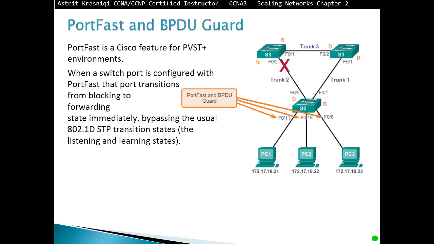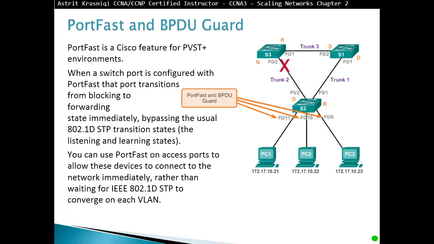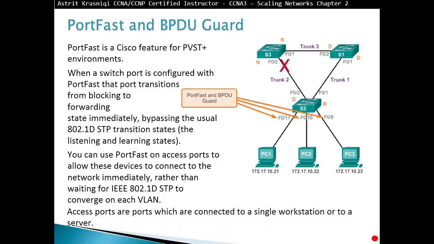When a switch port is configured with PortFast, the port transitions from blocking to forwarding state immediately, bypassing the usual 802.1D spanning tree protocol transition states, the listening and learning states. You can use PortFast on an access port to allow the end devices to connect to the network immediately rather than wait for the timers. Access ports are ports which are connected to a single workstation or to a server. You don't want those ports to go through the timers and move on to listening and learning, asking whether there is going to be a loop or not. They go straight from blocking into forwarding.